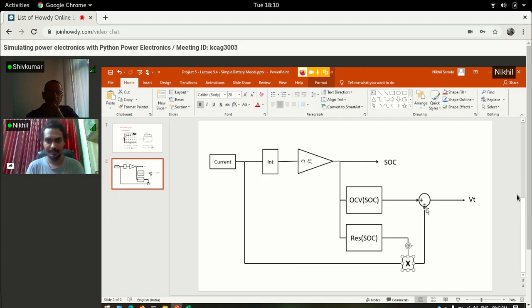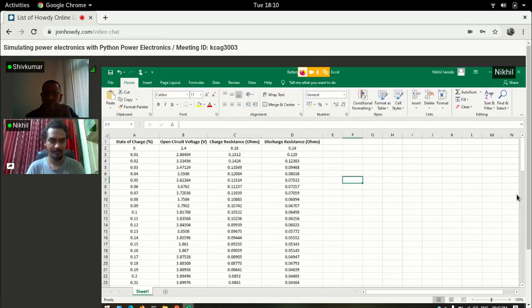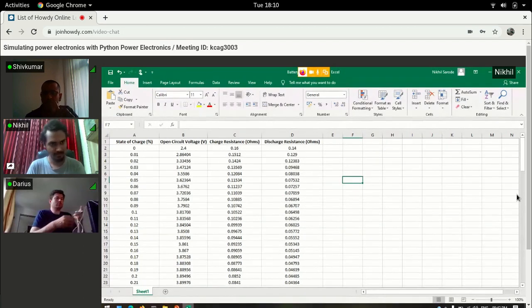Okay, so I see what you're saying. You want to calculate the SOC, and if you show me the Excel sheet, once you have the SOC, you want to interpolate exactly where you are, calculate the open circuit voltage, the charge resistance or the discharge resistance, whichever you are trying to do, and from there you want to calculate the rest of it.